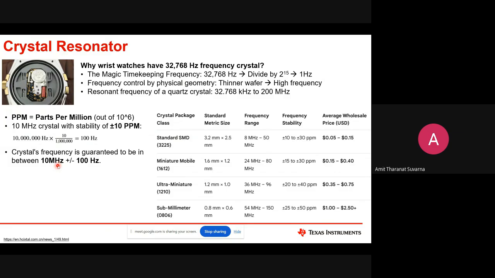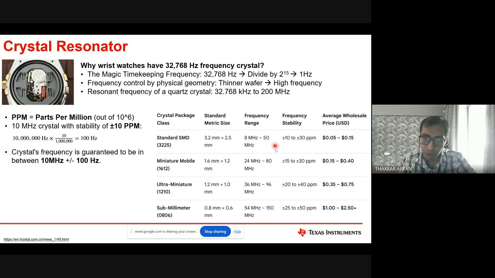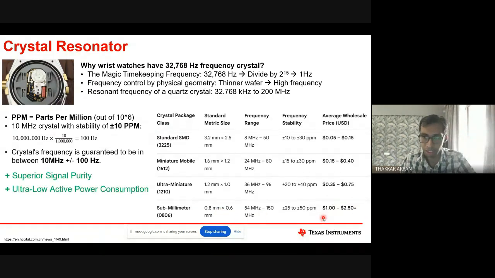Okay. But if you want to achieve the higher frequencies, what is happening? Your dimension is still shrinking, 0.8 by 0.6 mm, but the cost is rising a lot, because to slice the crystal thinner and thinner you need tools which are costly, and ultimately smaller size leads to a higher price of the crystal.